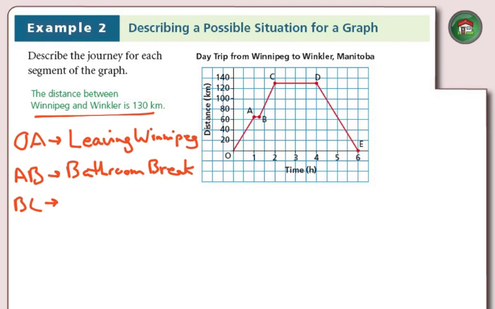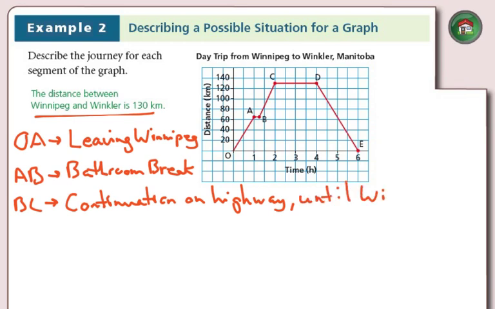B to C. If we take a look at where C is, 130 kilometers. So by the time we get to C, we've actually gotten to Winkler. So this would be the continuation on the highway until Winkler.